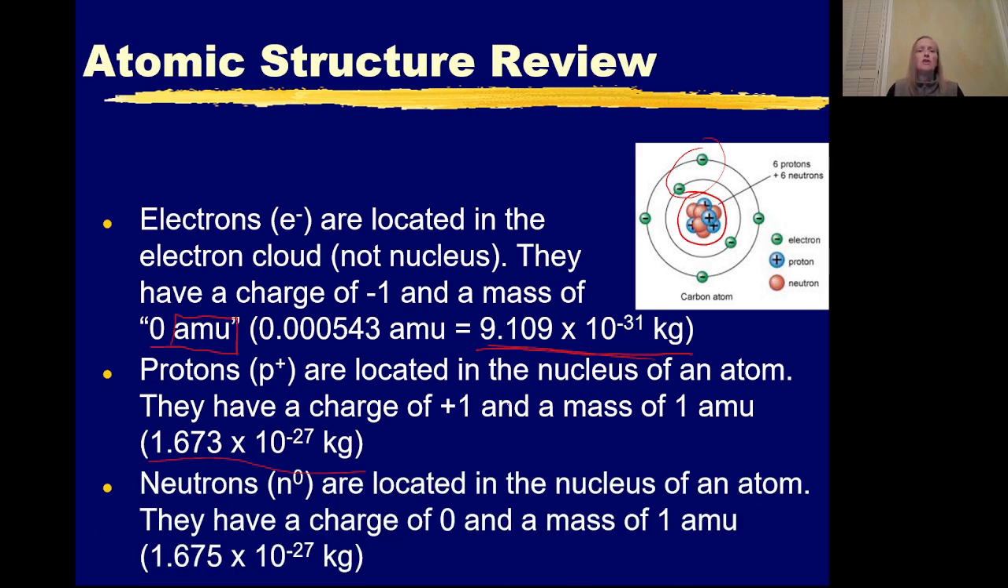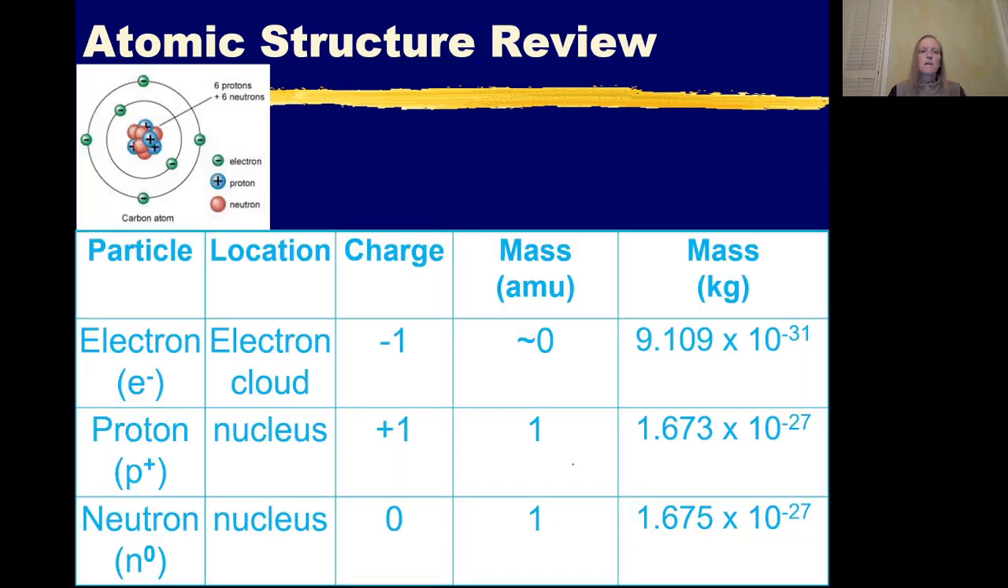Neutrons have a charge of 0 and a mass of 1 atomic mass unit. If you look at their actual mass in kilograms, they are just slightly more massive than a proton, but for all intents and purposes, they're approximately the same mass, and so for simplicity, we do just say that both protons and neutrons have a mass of 1 atomic mass unit. So filling in your table should look like this at the end.